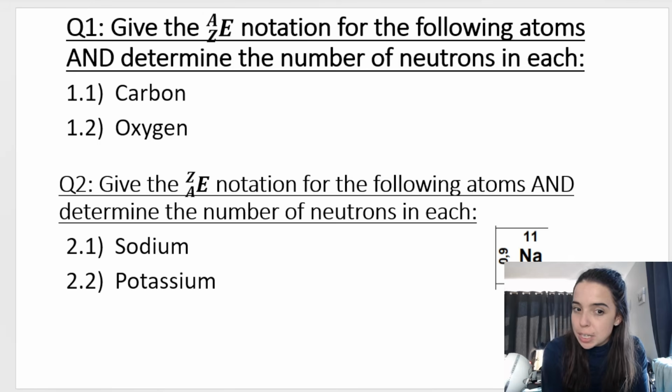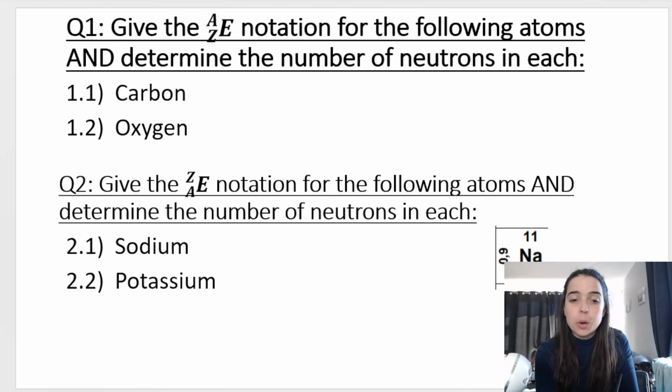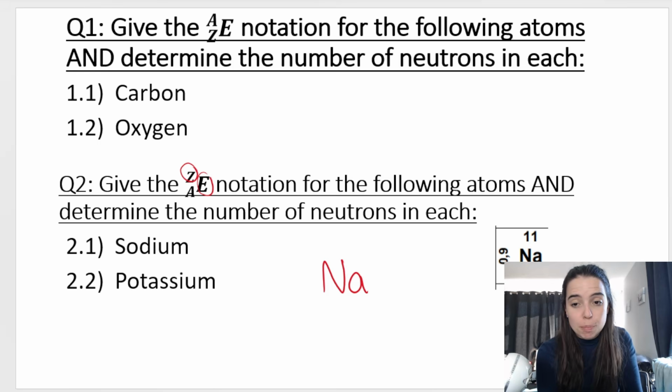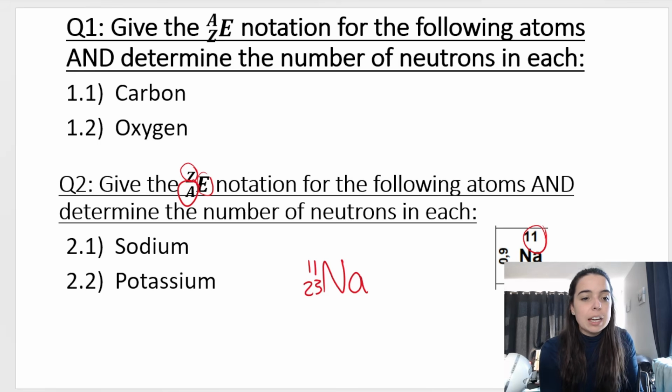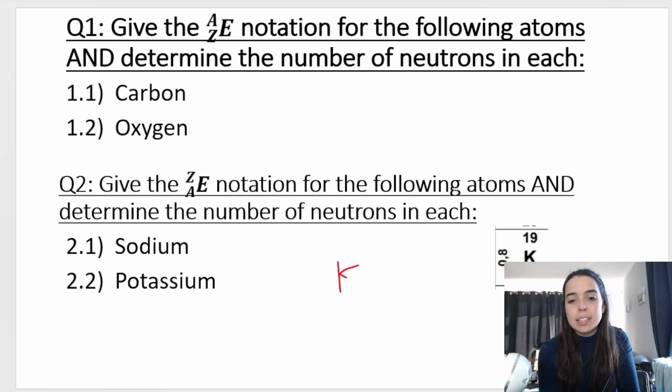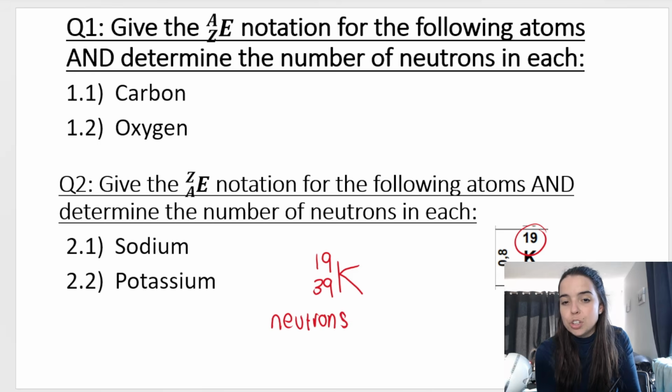What about sodium? So sodium, now read the question. Question 2 is different. They want the elements, so start off with the element, Na. Then they want Z at the top, the small number at the top. So we've got 11 at the top, and they want A, the big number, at the bottom, 23. Then potassium. Potassium is K. They want Z, the small number, at the top, and they want the big number at the bottom, 39. Just remember, if I had to ask you how many neutrons are in potassium, how would you do it? You would say 39 minus 19. So you would get 20.